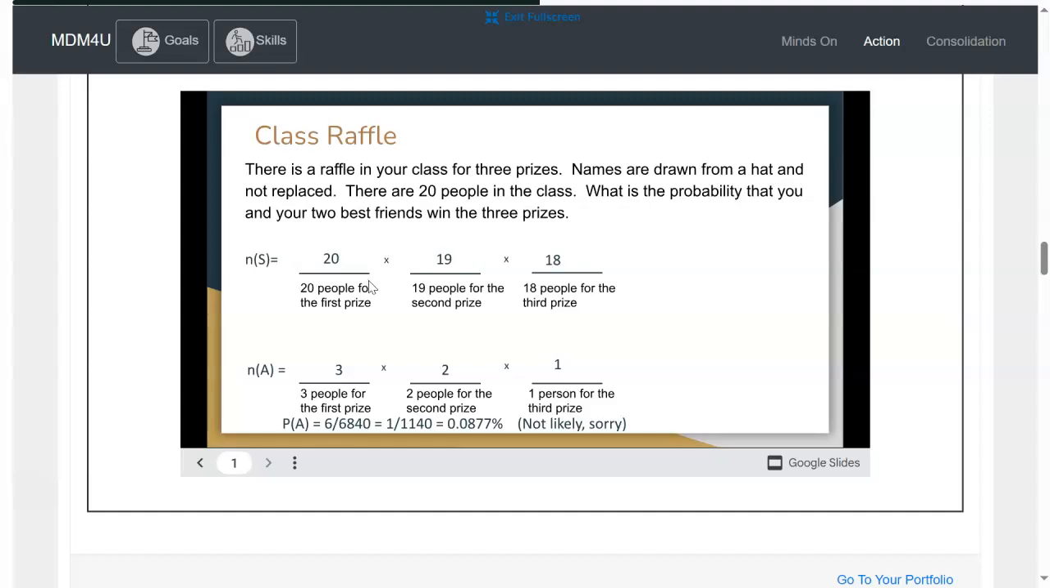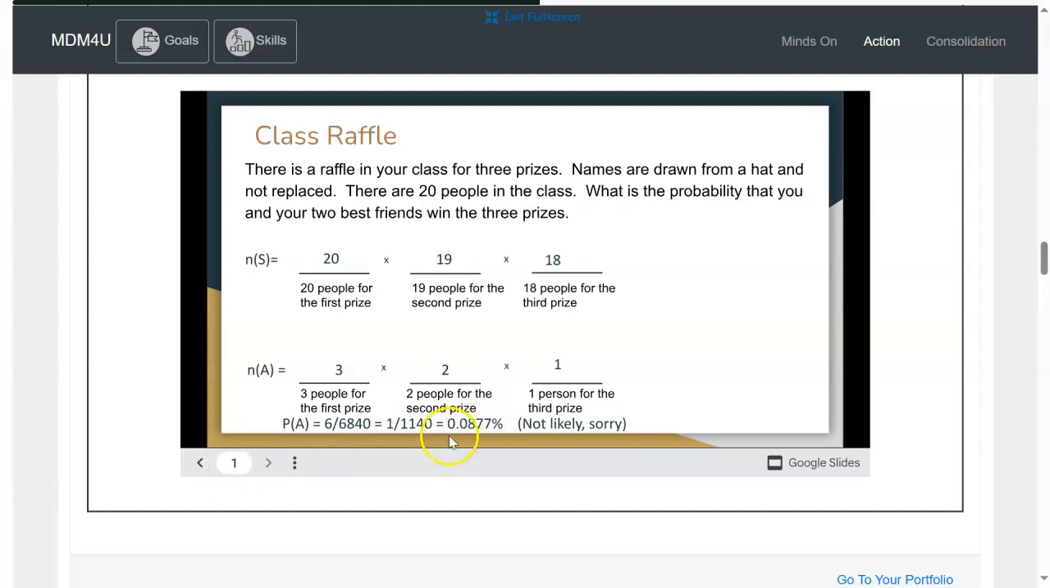When you're ordering the students for first, second, third, the first place winner is chosen. 20 options for that. That guy's gone. Now I have 19 options. Once that's gone, I have 18 options. That's how I get the denominator. This times this times this is 6,840. When you divide 6 by 6,840, you end up with a tiny number here, less than 8%.